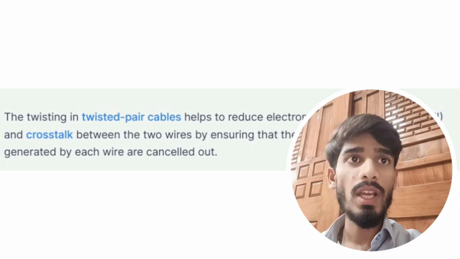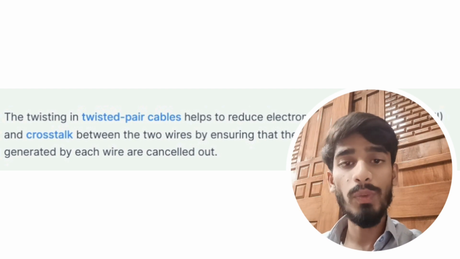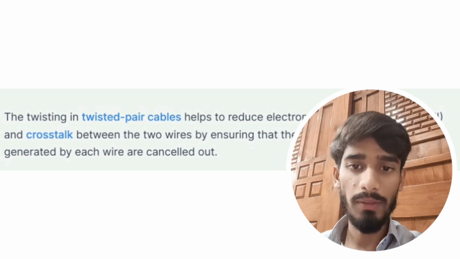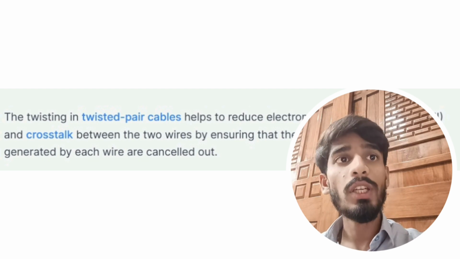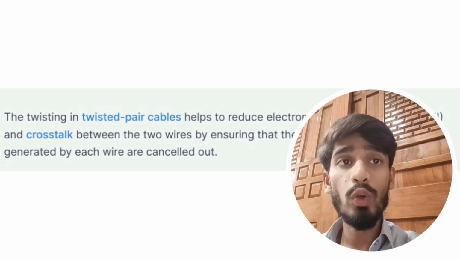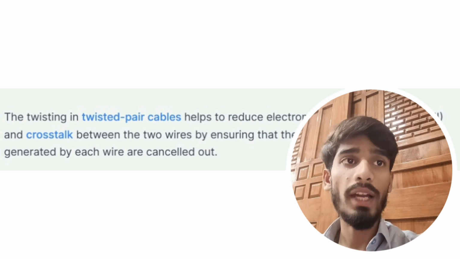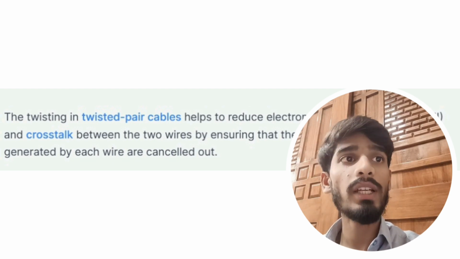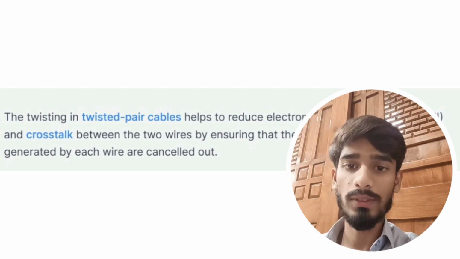Next thing, what is the significance of twisting in twisted pair cable? The twisting in twisted pair cable helps to reduce electromagnetic interference and crosstalk between the two wires by ensuring that the electromagnetic fields generated by each wire are cancelled out.